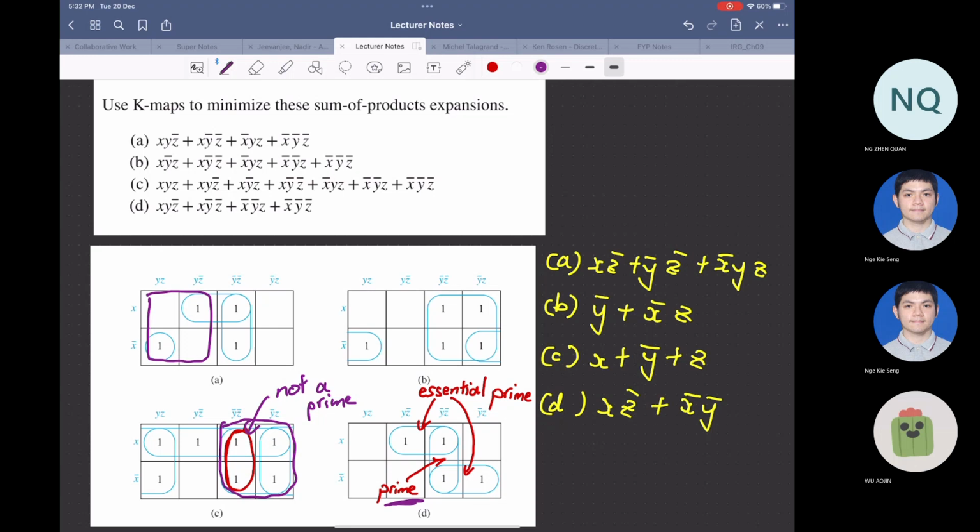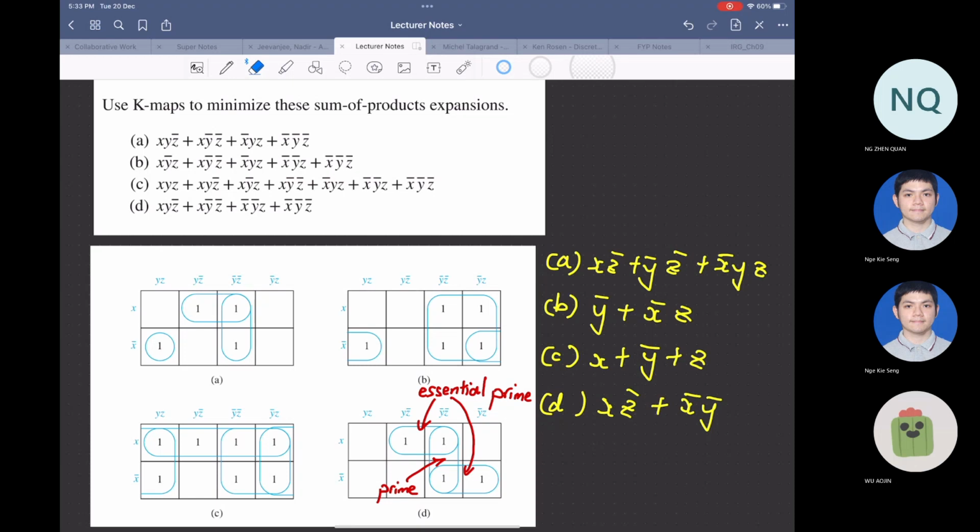Okay, makes sense? Any more questions on this essential and prime?